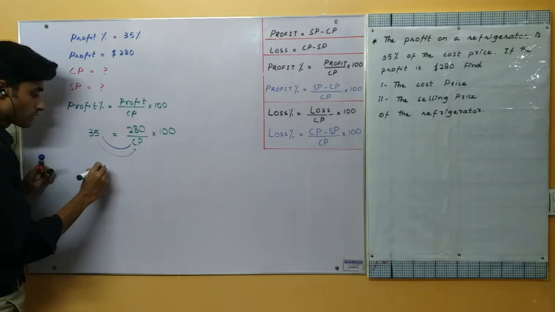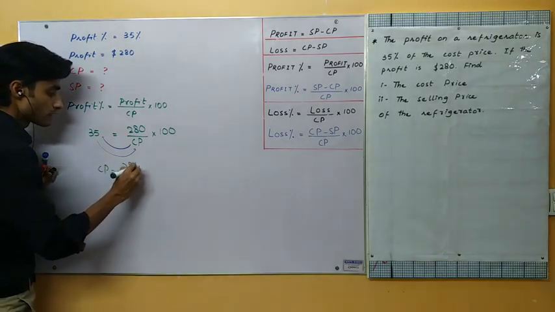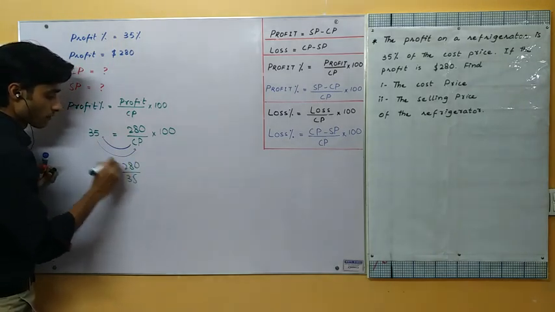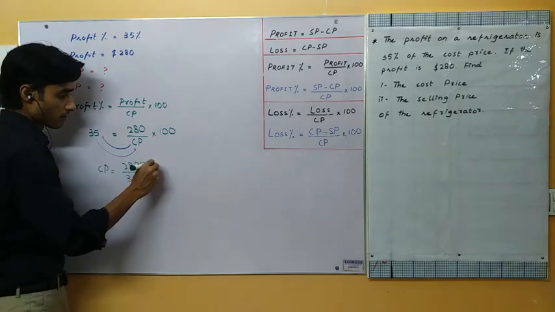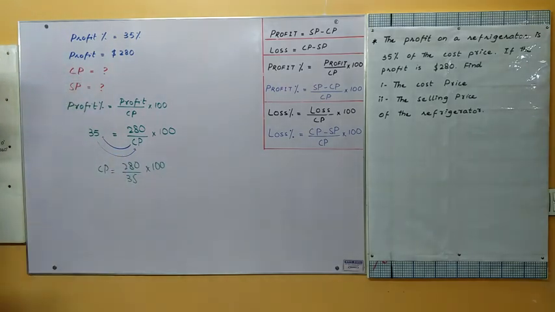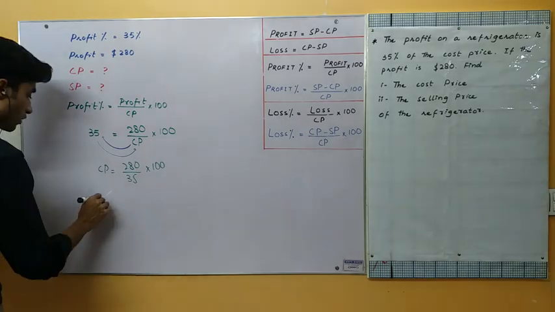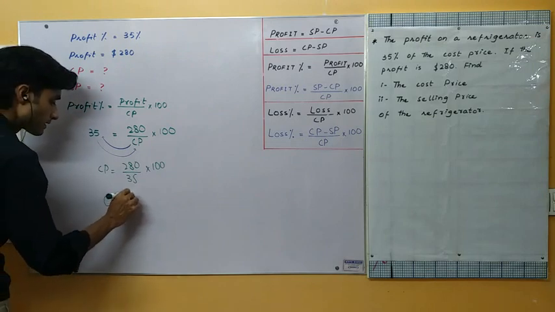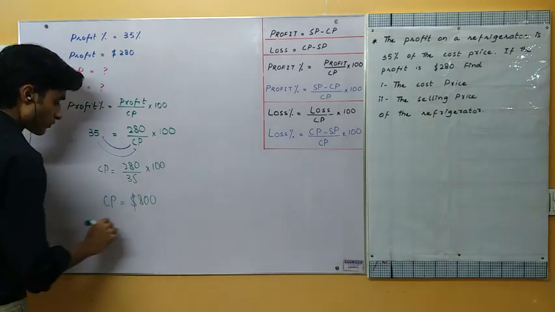Cost price is isolated on this side: 280 divided by 35, and this 35 comes over here, multiplied by 100. 280 divided by 35 multiplied by 100. When you perform all of this, the cost price that you are going to get is $800.